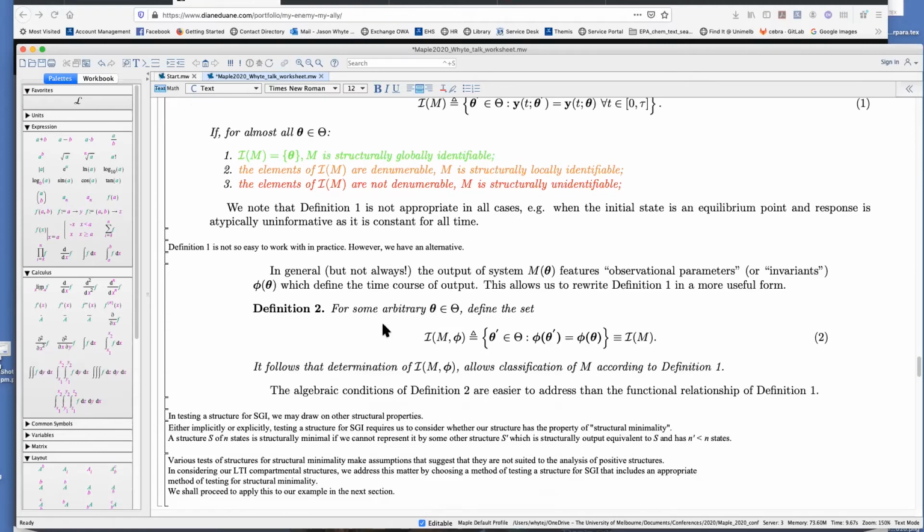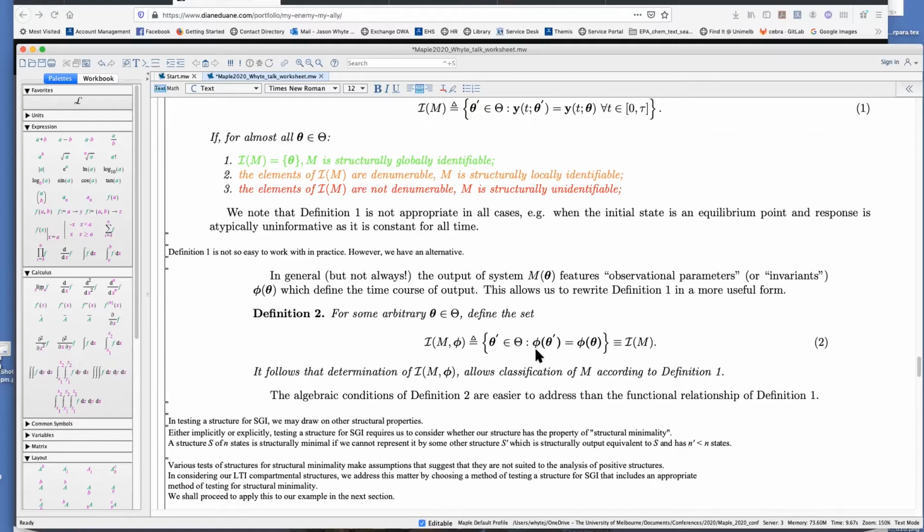In practice, it's not so easy to work with equation one. So what we try to do is find some features that summarize the output of our model structure, and that's these 5 vectors. The system really becomes about solving for where these invariants, as we call them, lie in terms of theta prime and theta. The solution set is the same as above, but we're not dealing with functional equations, we're dealing with algebraic equations.